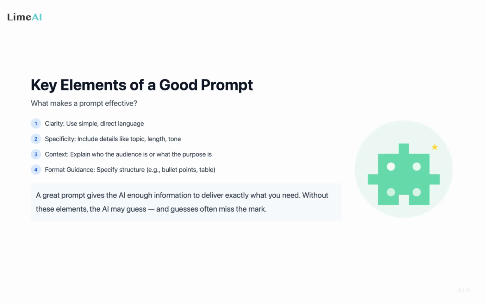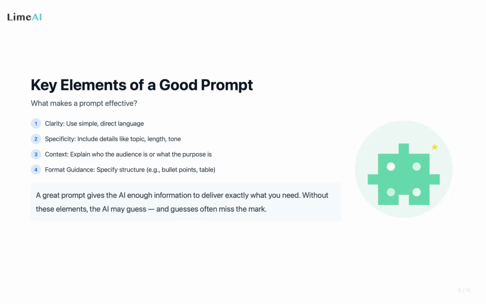Clarity means using simple, direct language. Avoid vague words like something or stuff. Specificity means adding details. How long should the answer be? Who is it for? What tone should it use? Context helps the AI understand the situation. For example, explain diabetes to a patient gives more context than just explain diabetes. And format guidance tells how to organize the answer in paragraphs, bullet points, or a table.